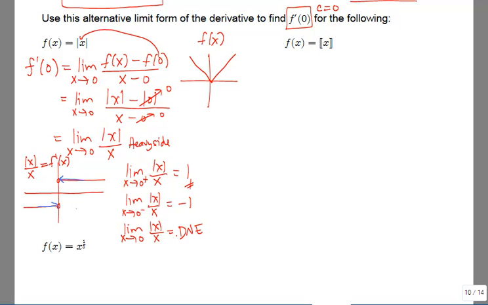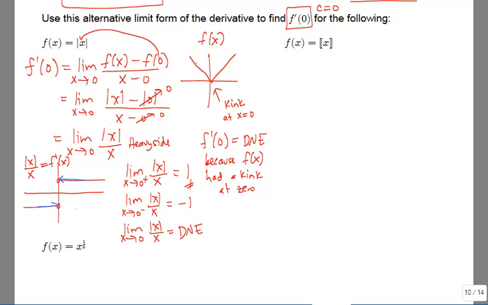Well, what's happening is you have this big V, right? And in calculus, we call that a kink. We have a kink in our graph at x equals 0. And if there's a kink in your graph at whatever point, then that means you are not going to have a derivative. So in this problem, f prime of 0 was DNE because f of x had a kink at 0.